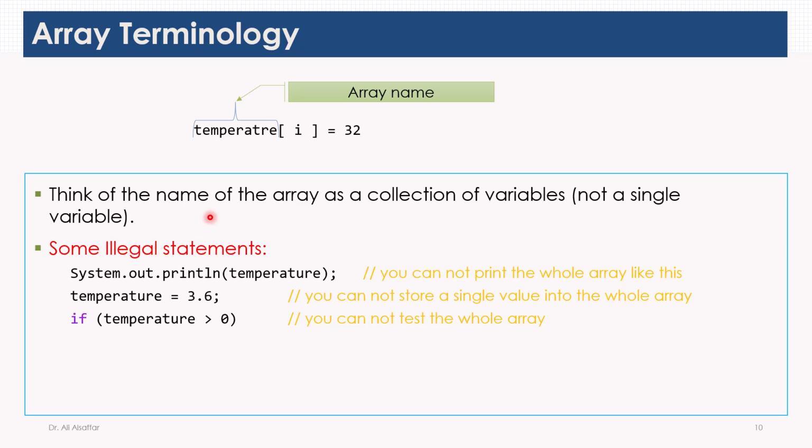Therefore, it is illegal to use the name of the array in some statements. For example, you cannot simply print the array elements by using a single print statement. This is illegal. Also, it is illegal to store a single value to the whole array. Also, you cannot compare the whole array to a single element, by saying that if temperature is greater than 0. In conclusion, when you declare an array and allocate space in the memory for this array, the name represents only a reference to the collection of the variables allocated for this array.